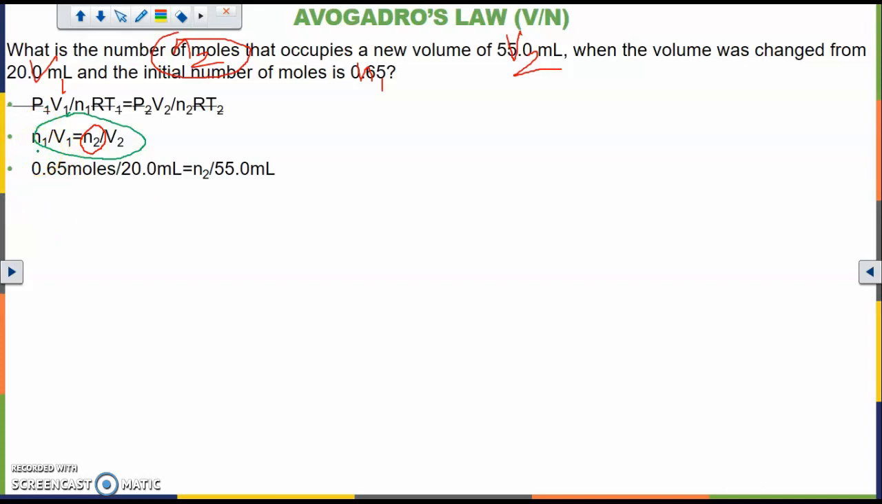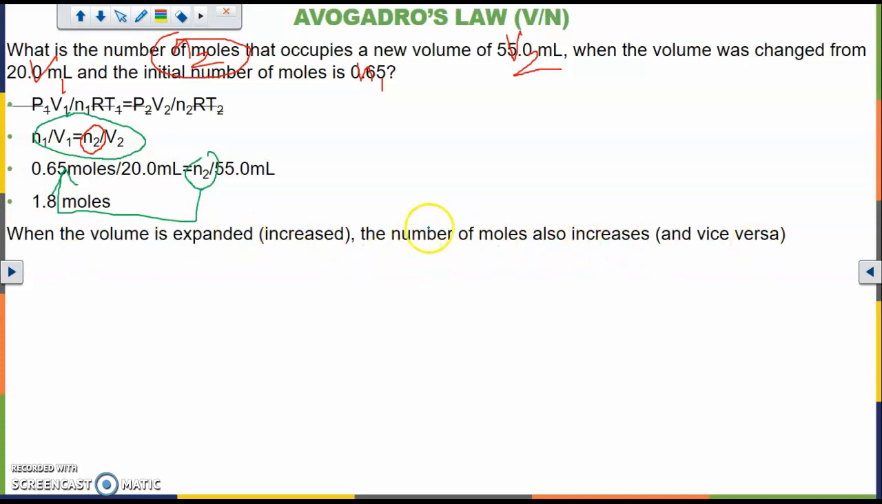This means to say that this is a direct relationship, right? So if you increase the volume, what would happen to the number of moles if it's a direct relationship? Well, the number of moles should also be greater. This number should be bigger than 0.65 moles. And if you do that in the calculator, it just so happens that it's almost double the initial number of moles. So if the volume increases, the moles should also increase, and vice versa.